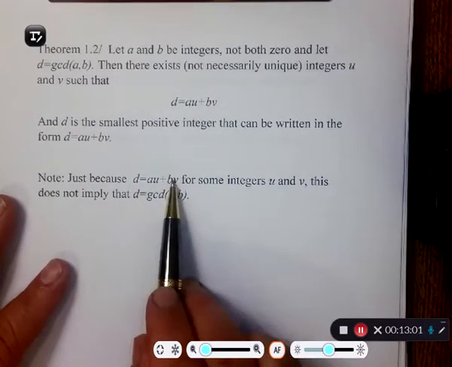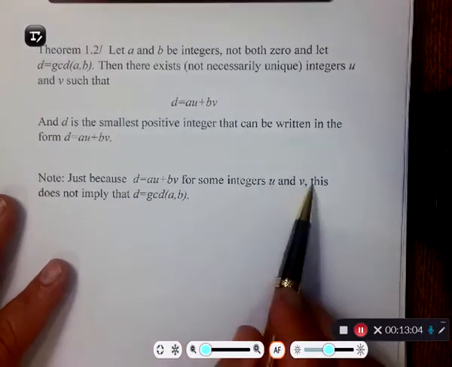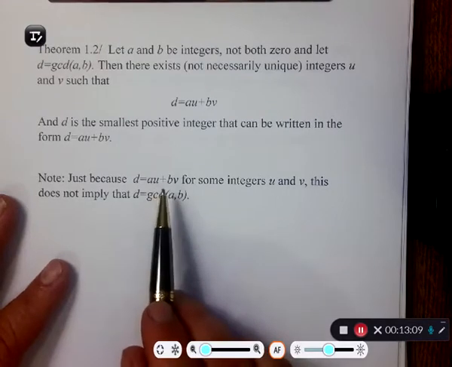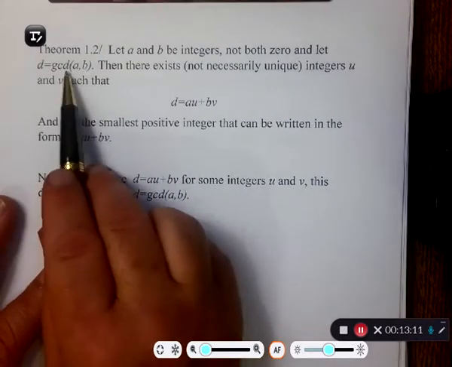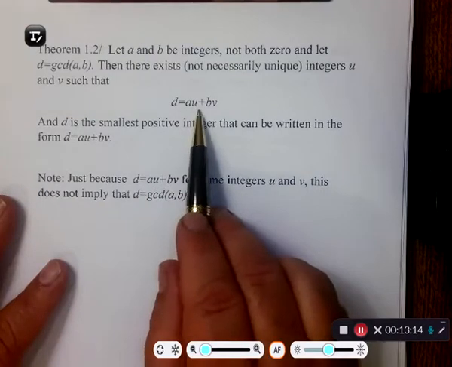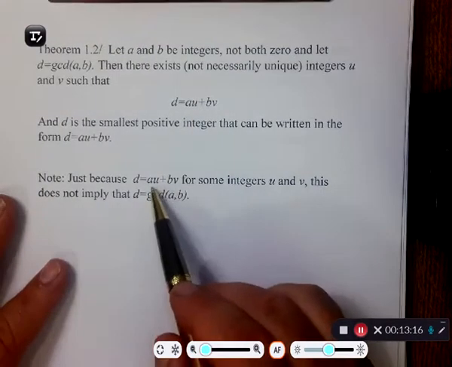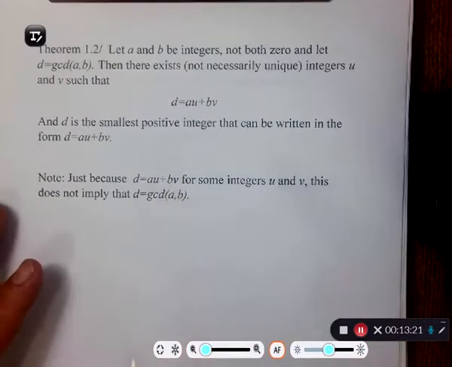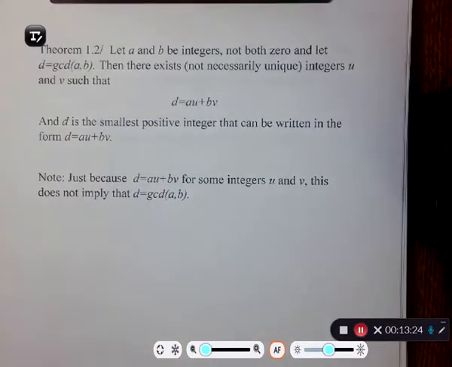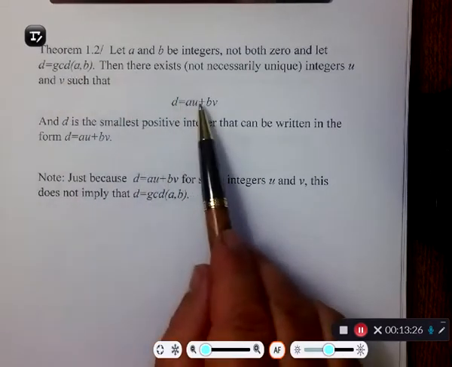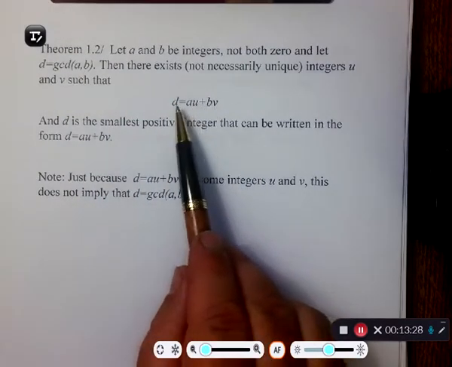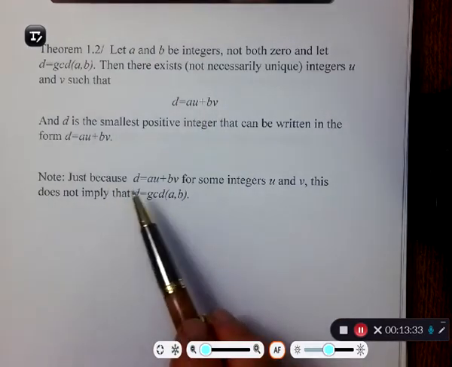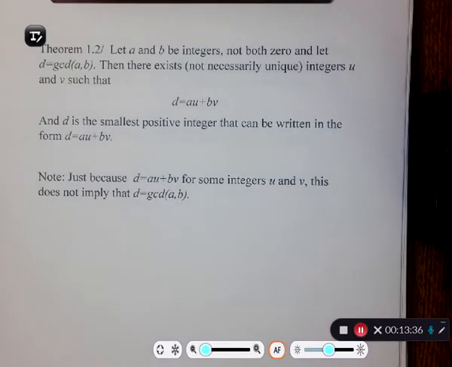Just because you can write an equation for a couple of integers U and V does not imply that what it's equal to is going to be the GCD of A and B. So it doesn't go the other way. If you got the GCD, you can write an equation. If you can write an equation, who cares? That may or may not be the GCD. I can multiply everything by 2 and make this thing twice as big, and that doesn't make 2D the GCD. So if you got the GCD, there automatically exist integers U and V such that D equals AU plus BV. But if you just got an equation, that will not imply that you actually have the GCD.